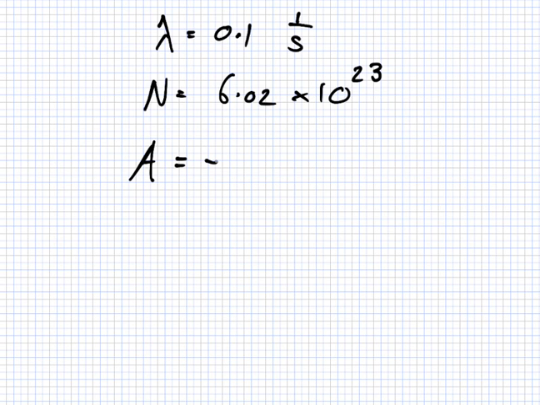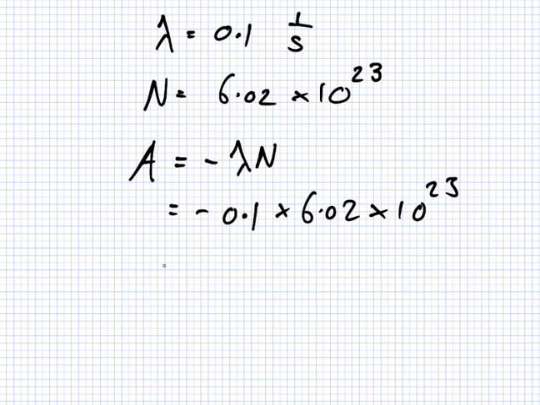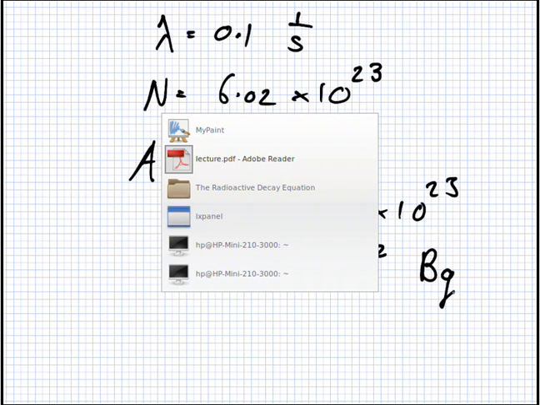You have it too? Yeah. So the formula is minus lambda N, which is minus 0.1 times 6.02 times 10 to the 23, which is minus 6.02 times 10 to the 22 Bq. That's what you got as well? Yeah, good, okay.